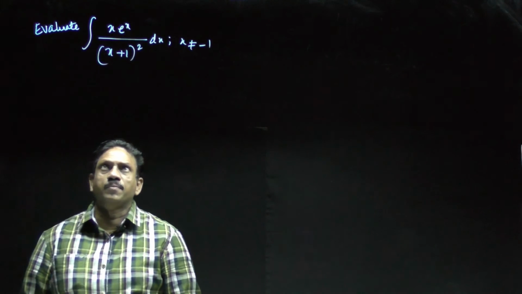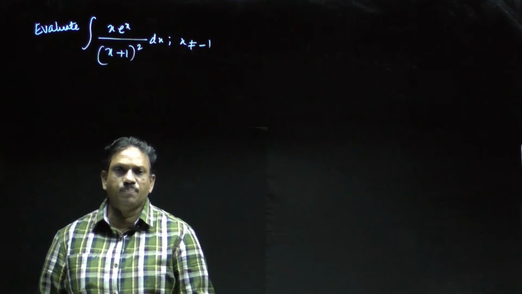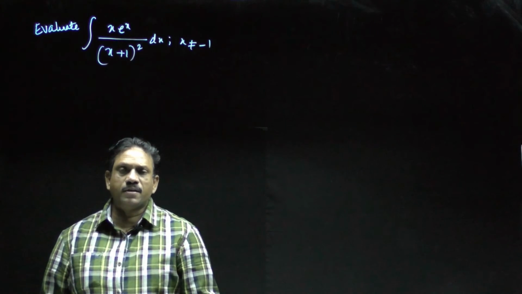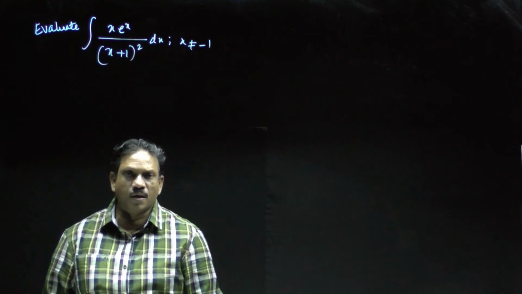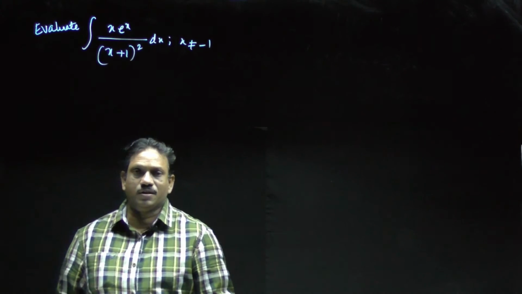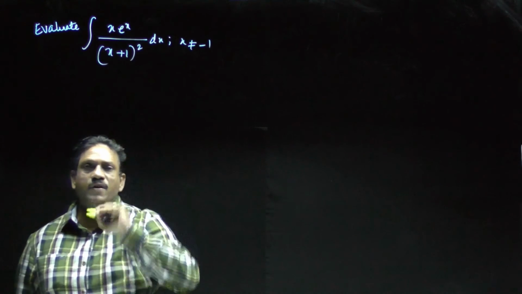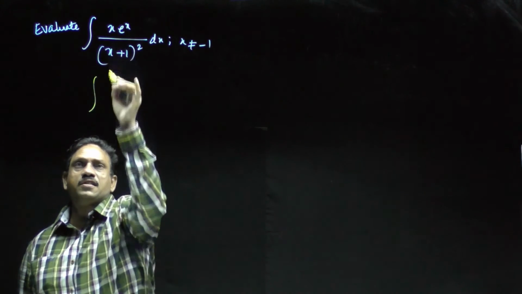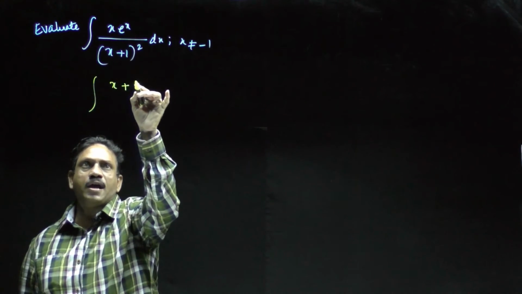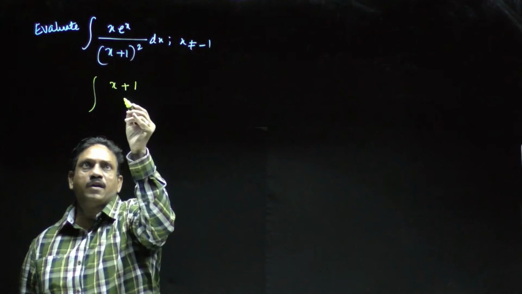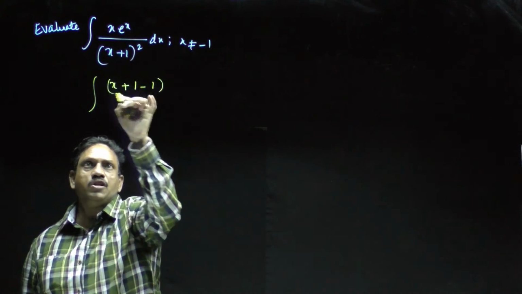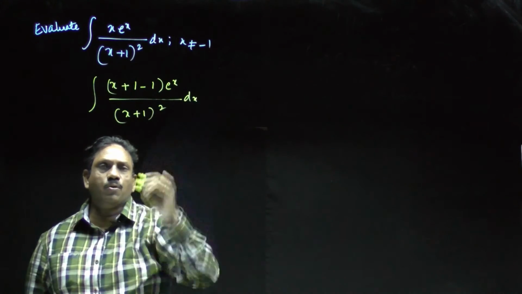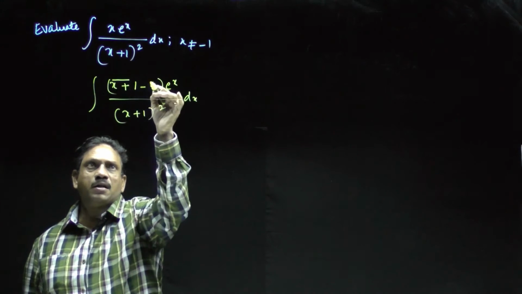Another interesting problem. Evaluate integral x e^x / (1 plus x)^2 dx, where x is not equal to minus 1. Students, to evaluate this type of problem, always focus on the denominator. What is in the denominator? There is x plus 1. Try to write the denominator part in the numerator. There is x; for this x, I am going to add plus 1, so I get (x plus 1) and subtract 1, into e^x over (x plus 1)^2 dx. Now you can take this as one part and this as another part.